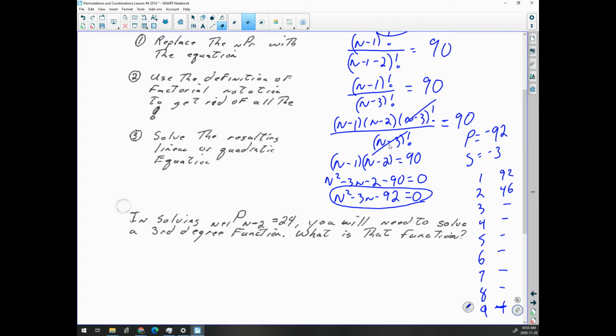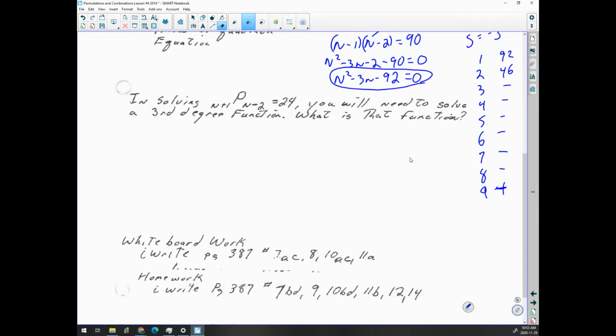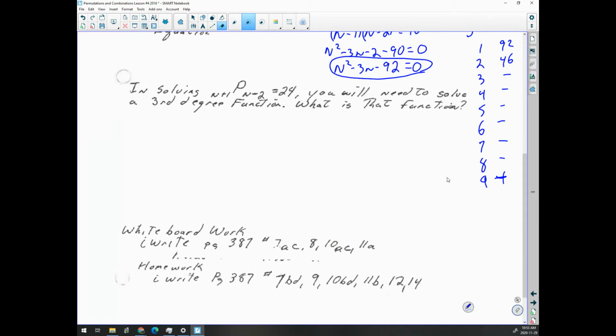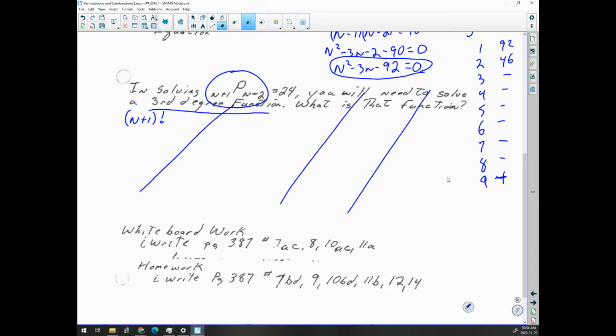That's something I have to fix in my notes. The same thing down here. We're going to end up with a third degree function to solve. We're not asked to solve it, we're just asked what that function is. So again, here we have this kind of ugly notation. This one doesn't work either, does it? I'll just skip this one because it doesn't work. Really got to fix these notes. Sorry.